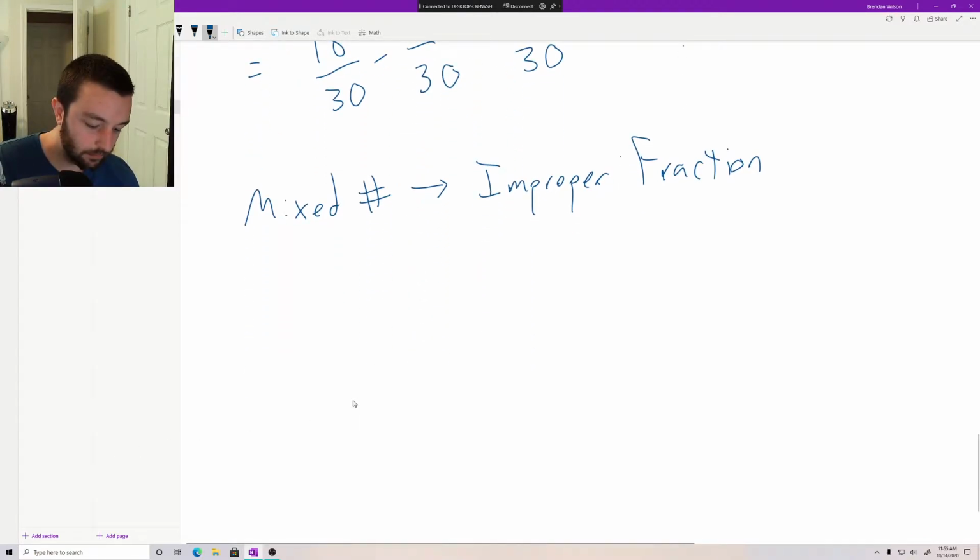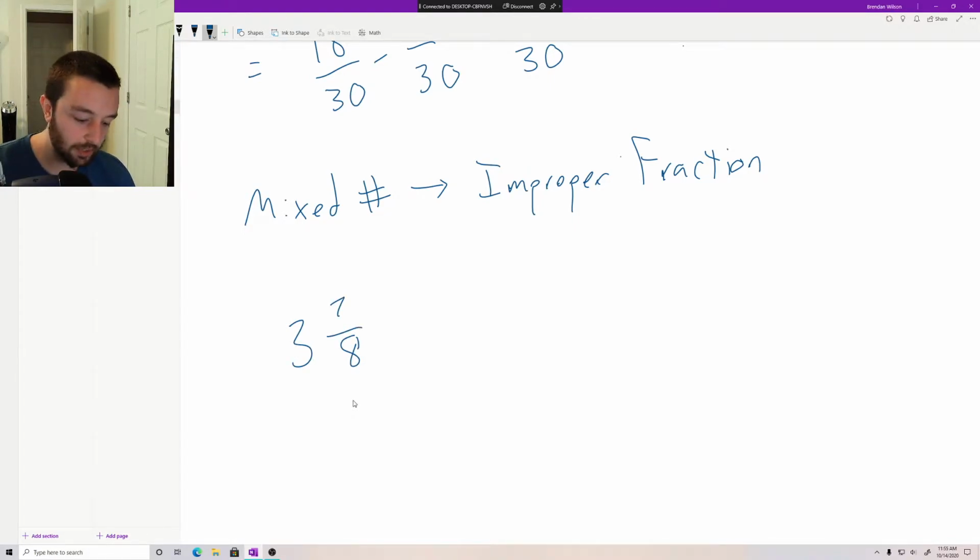So let's say we have 3 7/8, for example. Okay. So the way we did this before, I said we wanted to multiply the denominator by the whole number part and then add the numerator, and we just keep that over the same denominator. So in this case, we would get 3 times 8 is 24. Plus 7 is 31. So this would be 31 over 8.